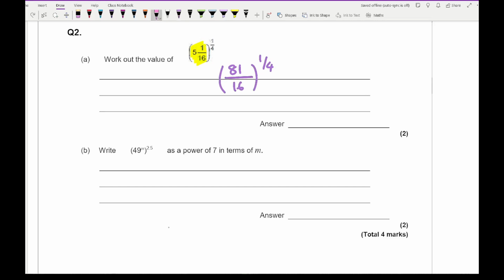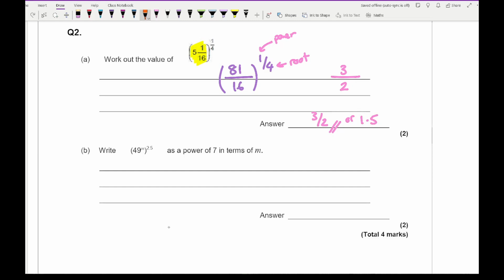Now if you remember the rules of indices and you've got fractional powers, the top one is the power, and the denominator is the root. So the fourth root of 81 is going to be 3, and the fourth root of 16 is 2. So the answer is going to be 3 over 2, or you can write it as a decimal as 1.5. Then for question B, it says 49m to the power of 2.5.